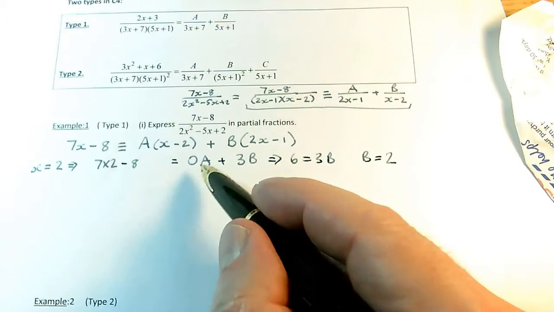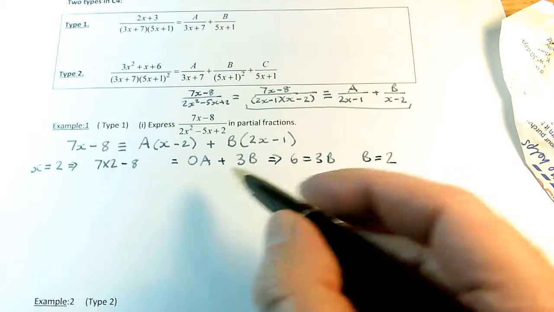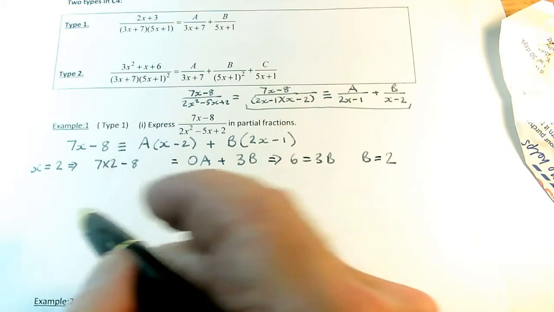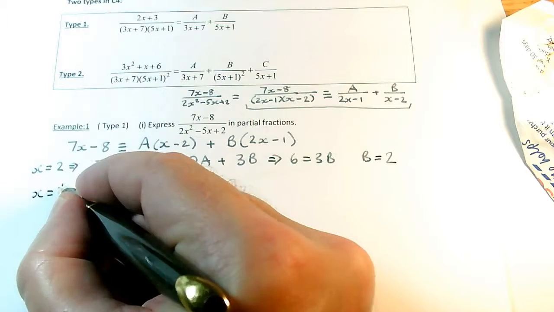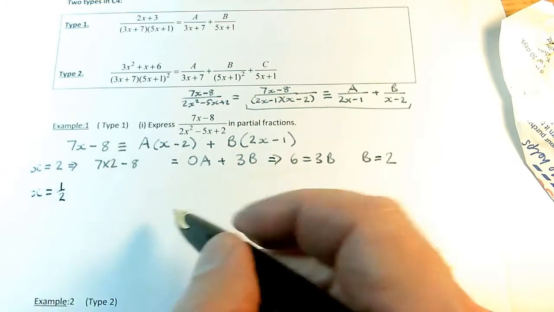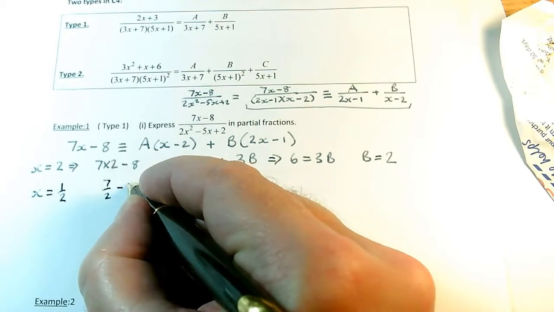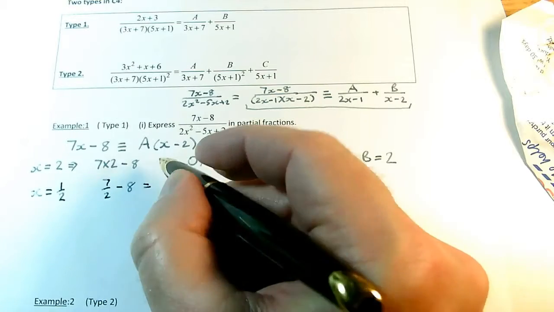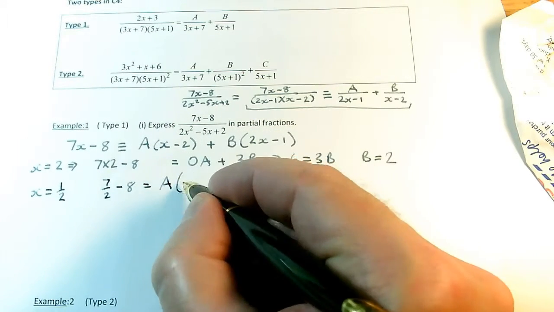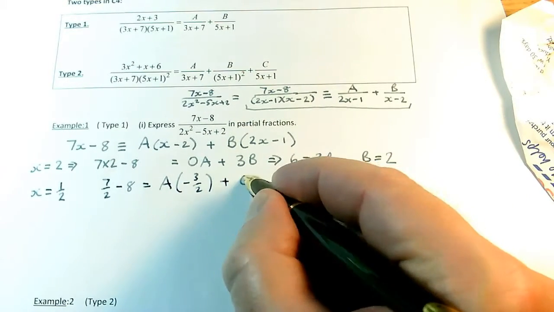And then I can do the same thing to find a. So what's the smart x for this bracket here? Well, 2x minus 1, for that to equal 0, x has to equal a half. Okay, so substituting x is a half throughout the whole equation. 7 times a half is 7 over 2, minus 8, is going to equal a times, a half minus 2 is minus 3 over 2, plus, and the whole point was to make this 0b.